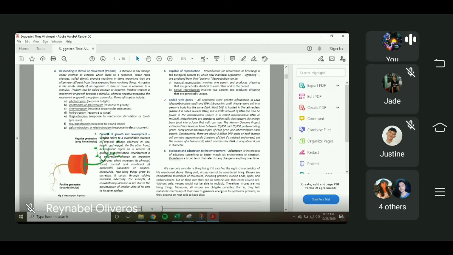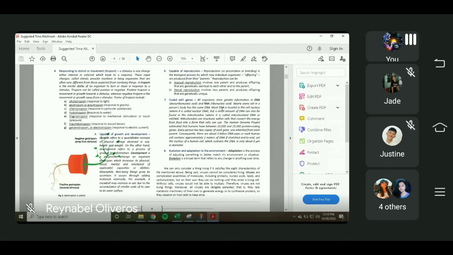Diba? Ganon din yung linta. Pag naputol yung part ng linta, yung part na yun, yung magiging anak niya. Okay? Asexual reproduction ang tawag doon. Then, sa sexual reproduction, this involves two parents that produces offspring. Okay? So, it has what we call genetic uniqueness na tinatawag.